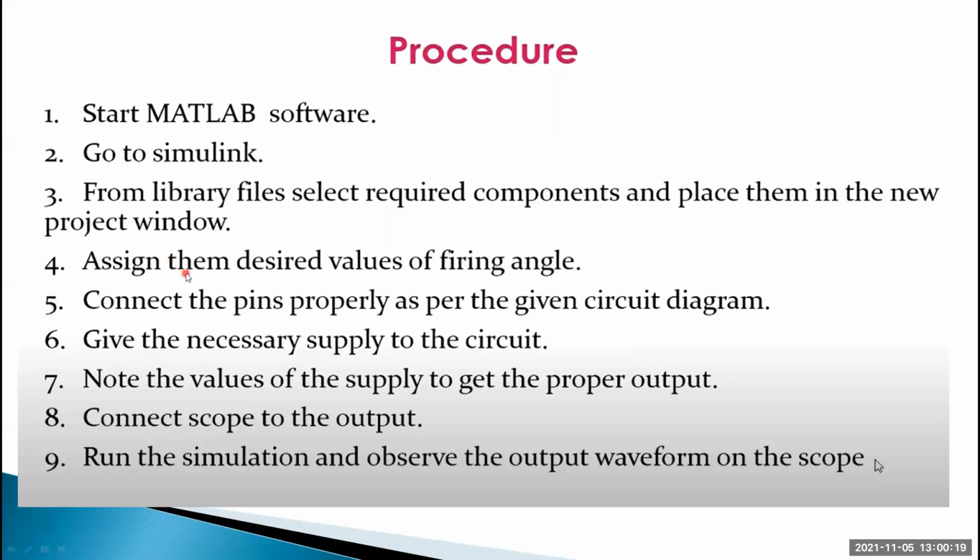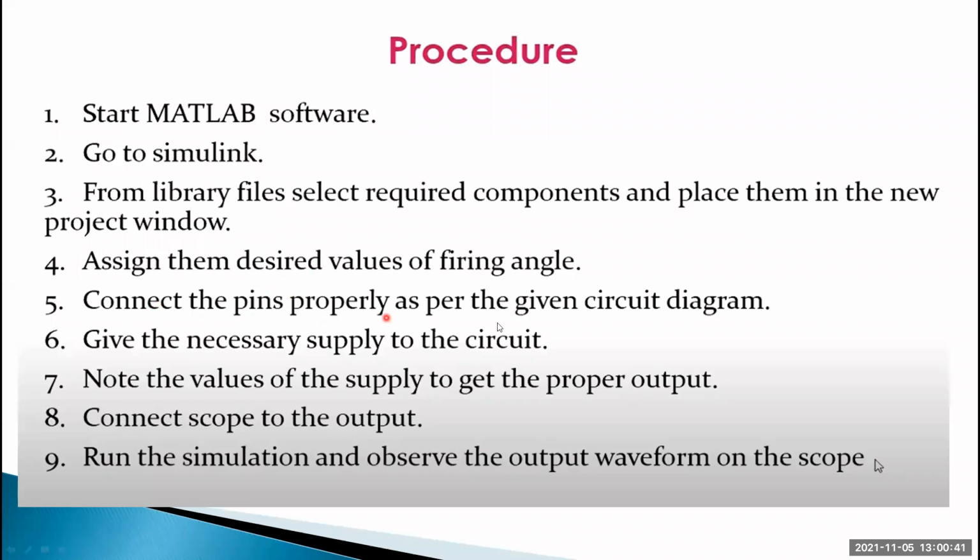Select the required components from the library files and place them in the new project window. Assign the desired values of firing angles, for example alpha equal to 60 degrees or 30 degrees. How do we give these firing angles? By using the triggering pulse. By using a pulse generator, we have to give the pulses to the thyristors. You can easily understand when I execute one experiment.